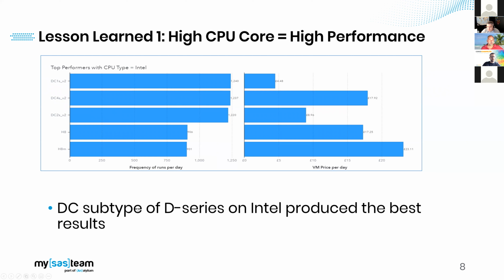DC type is actually a subset of the D series, so you won't be able to find it as a separate series. It's a sub-series of VMs for the D series itself.